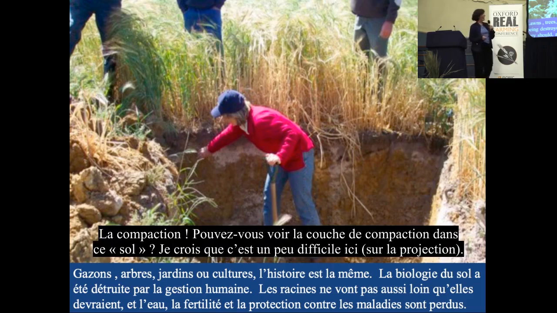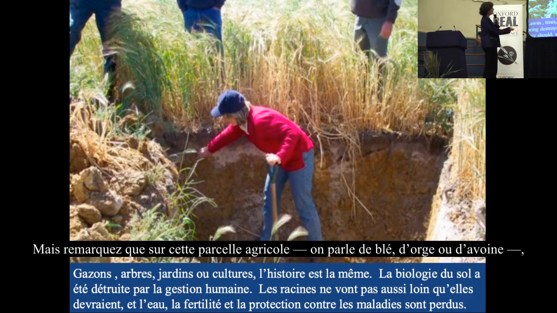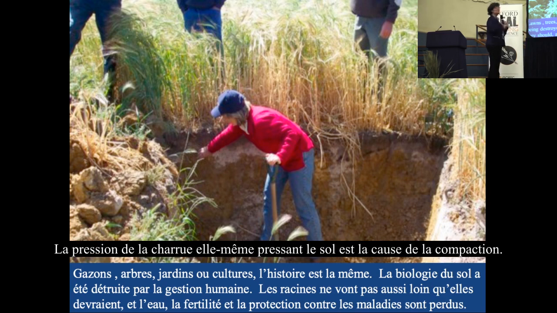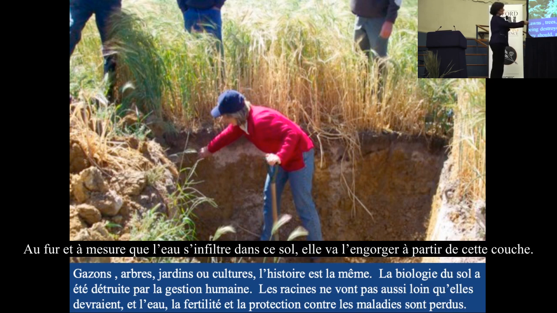Compaction, can you see the compaction layer in that soil? I think it's kind of hard in here. But notice in this agricultural field, we're talking about wheat or barley or oats. The compaction layer is at the depth that the tillage equipment is going down to. The pressure from the plow itself pressing on the soil is causing compaction. As water moves through that soil, it's going to puddle at that compaction layer.